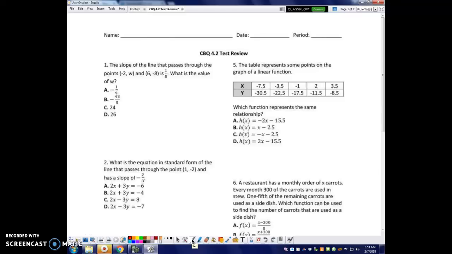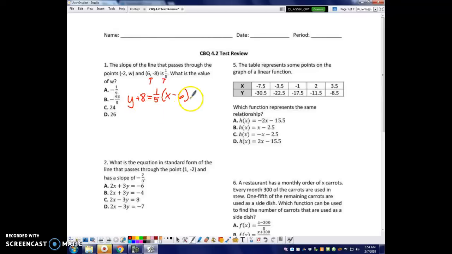The slope of a line that passes through the points (-2w, 6) and (-8) is 1/5. That is the slope. What is the value of w? Okay, so here's how I would use it. Use the point and the slope to make the point-slope form. So y plus 8 equals the slope, 1/5, times (x minus 6).